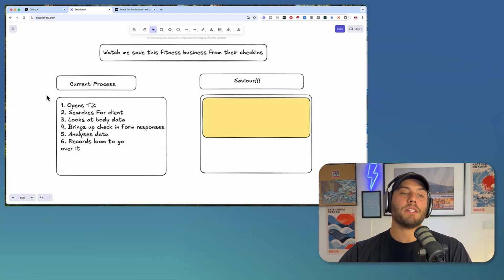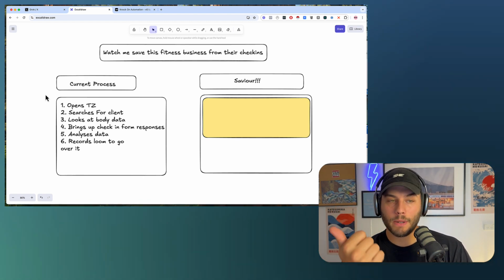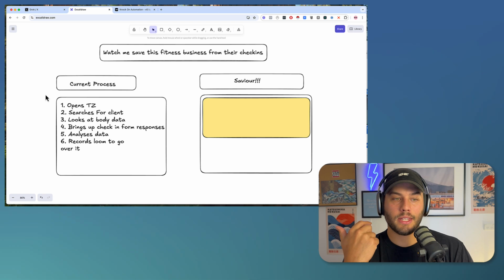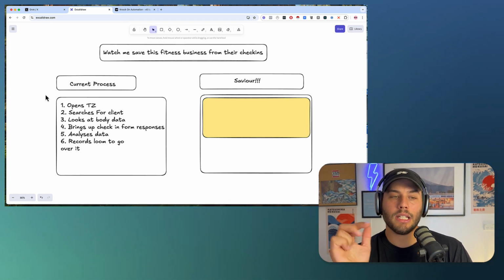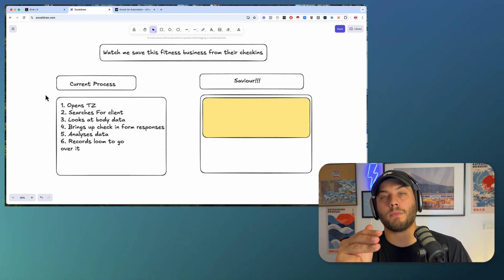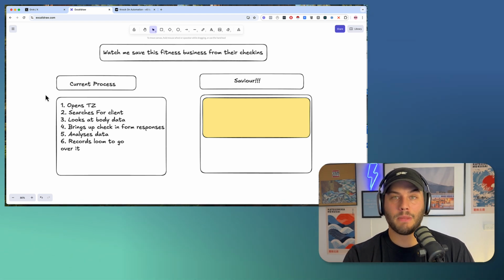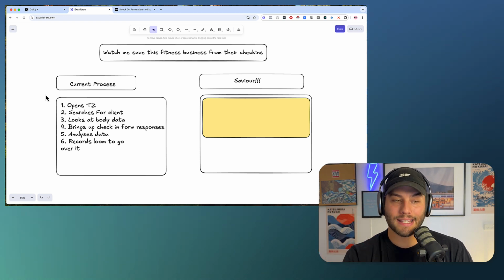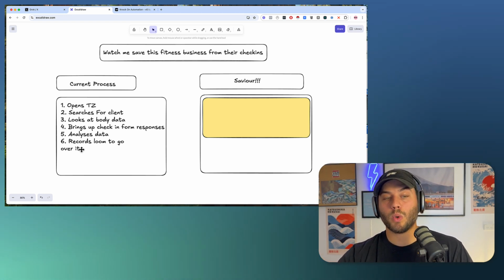So this client, their current process was this. This is before we changed it. They open up Trainerize, they search for the client, they look at their body data, so the metrics that the person has inputted over the week. They bring up their check-in form responses, which is just a Google form. They analyze the data, so they spend 5 to 10 minutes looking at what the client said, their sleep, whatever it might be, and they then record a Loom to go over it.